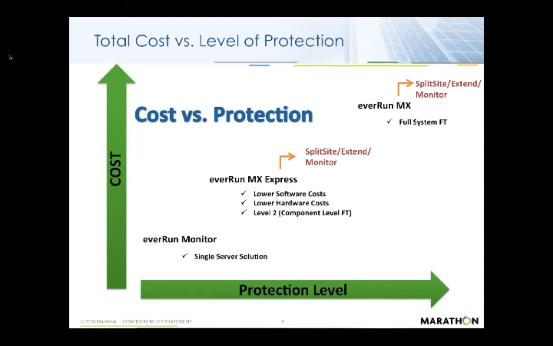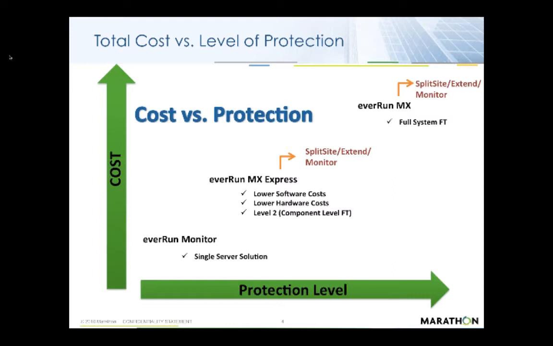And if you were to add a split site, extend, or monitoring piece, that pushes your protection level even higher. So you've got more to help insulate yourself from downtime, but it also does bump up the cost. So that's something to consider as you move down the chart here. As we move down to Everrun MX Express, it's going to have lower software costs and lower hardware costs, but obviously that protection level is moving toward the left. So we are not getting as high a protection level as we get with Everrun MX.